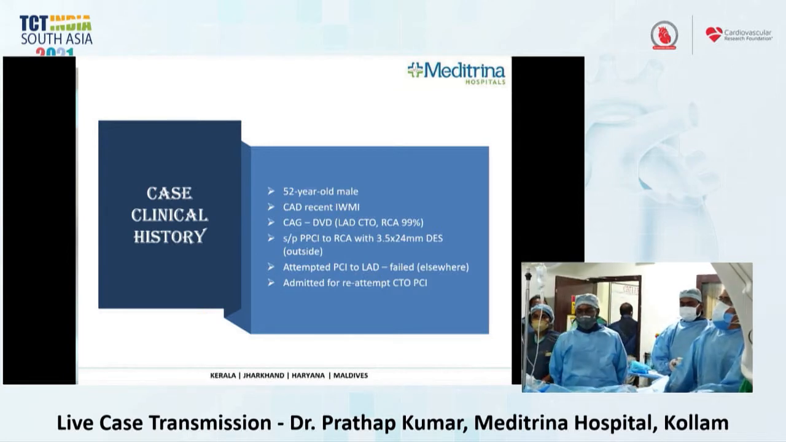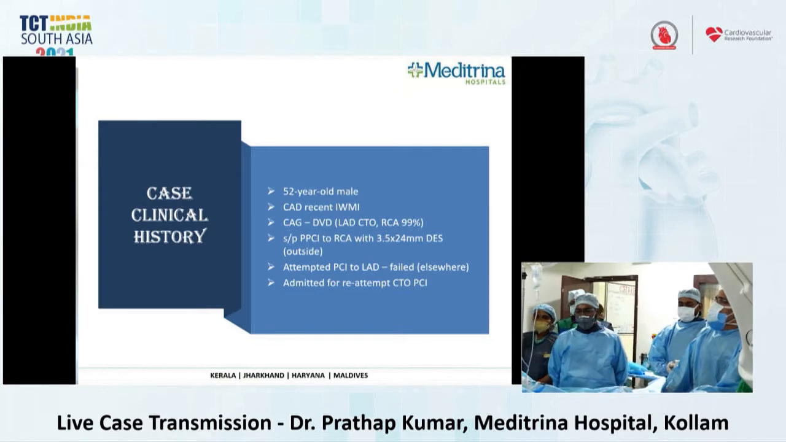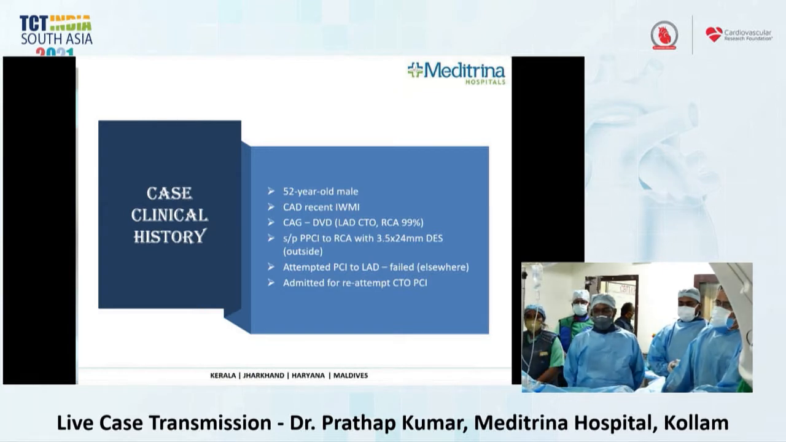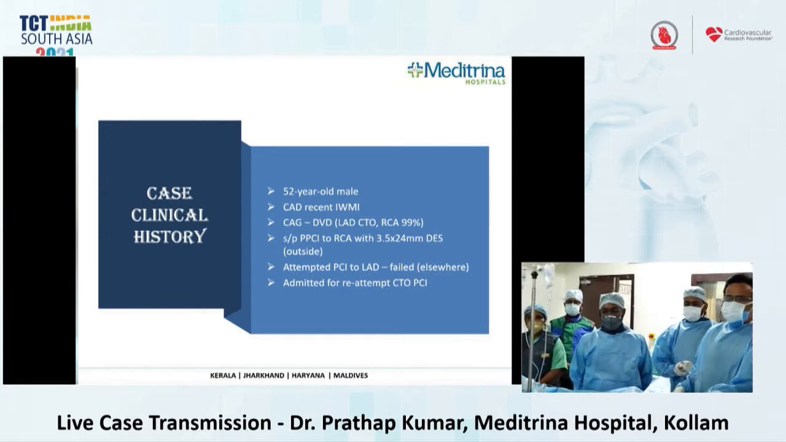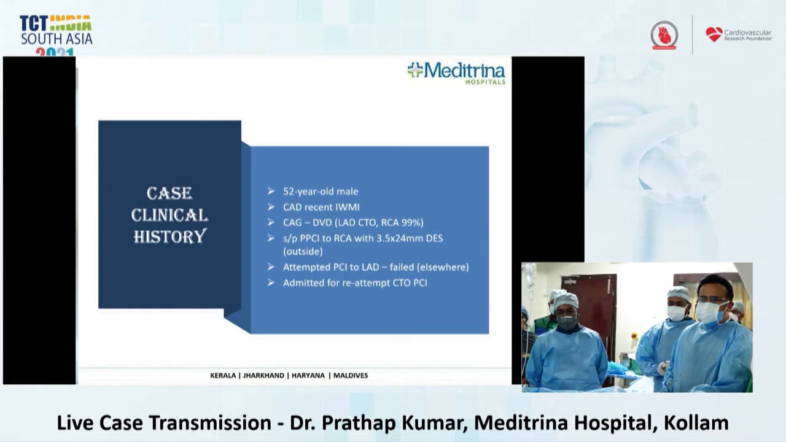He underwent an angiogram elsewhere, which showed a LAD CTO and an RCA 99% lesion, and subsequently underwent a primary PCI to the RCA with a 3.5 by 24 stent. They had attempted PCI to the LAD in that same sitting, but it failed. So now the patient is being admitted for a reattempt CTO PCI.